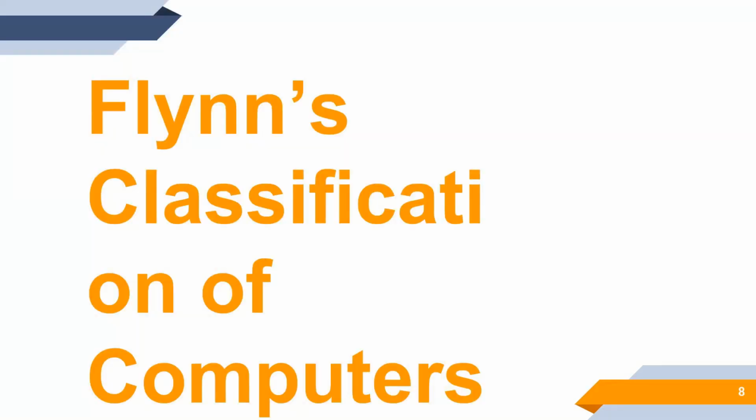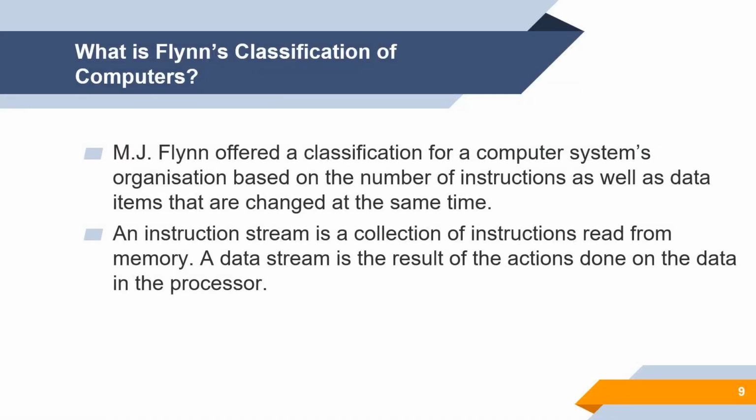So now let's start with Flynn's classification of computers. Flynn's classification is a method of categorizing computer architectures based on the number of instruction streams and data streams that can be processed simultaneously. It was introduced by Michael Flynn in 1966. M.J. Flynn offered a classification for a computer system's organization based on the number of instructions as well as data items that are manipulated at the same time.